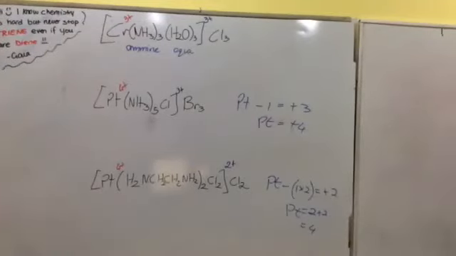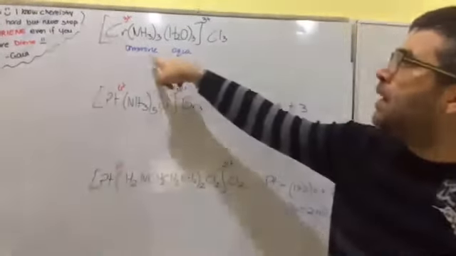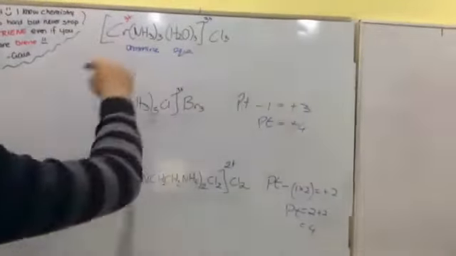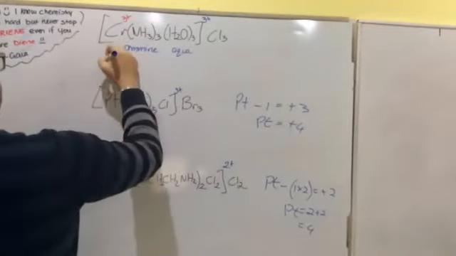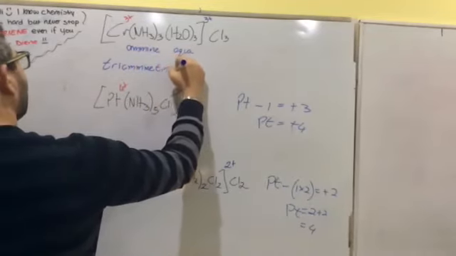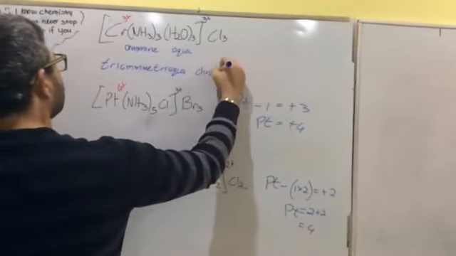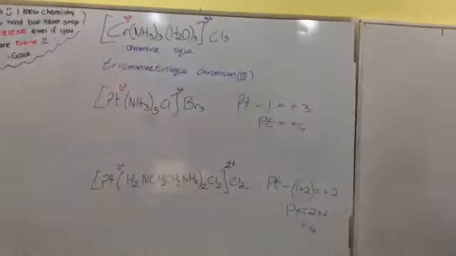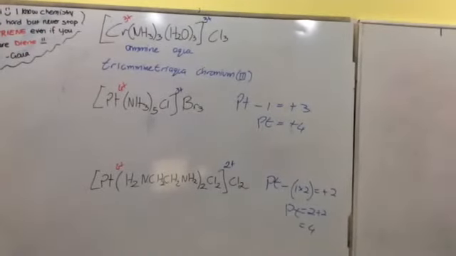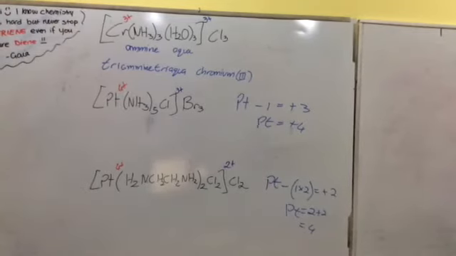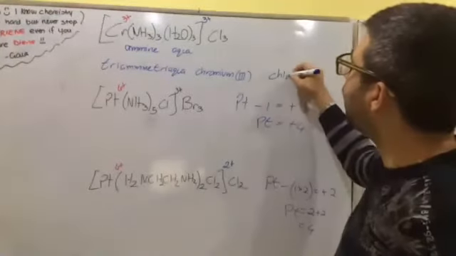Now, so, amine and aqua. Amine comes first. Apart from that, they are both 3, right? So it will be tri. So this is triamine, triaqua, chromium 3. Okay? Triamine, triaqua, chromium 3. And because it has a chloride, it will be chloride.